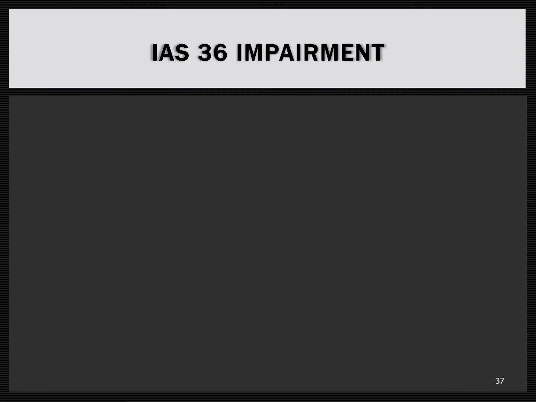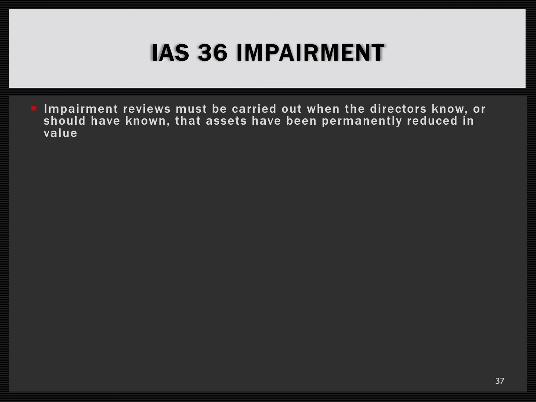IAS 36 is a really important accounting standard dealing with impairment. It's unlikely that it won't crop up in the exam. Remember that directors are obliged to carry out an impairment review whenever they know or should have known that assets in their balance sheet are worth less than the carrying amount.